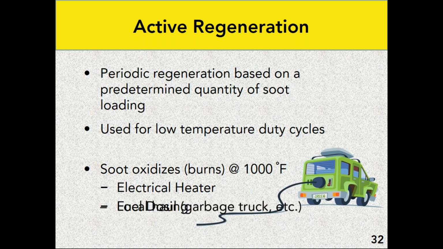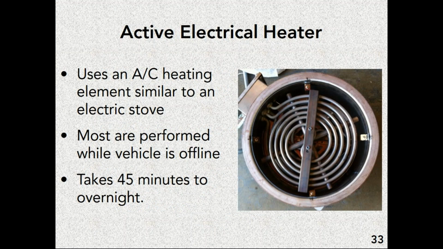So active electrical heaters are much like the old stoves. I don't know if any of you still have one of these. My parents used to have one of these. So that little resistor coil that you see is actually the same exact kind of thing that you would see on a stovetop. Its function is to produce enough heat to burn the soot off of a filter.